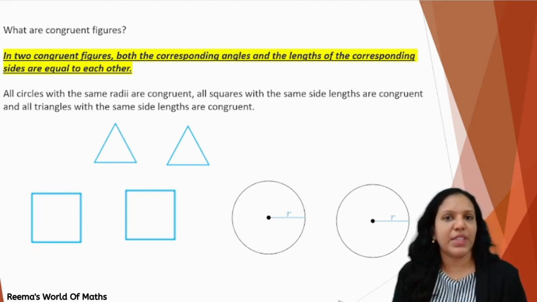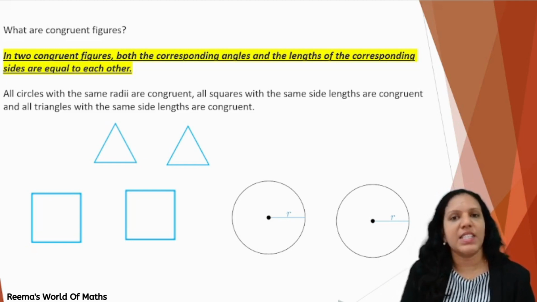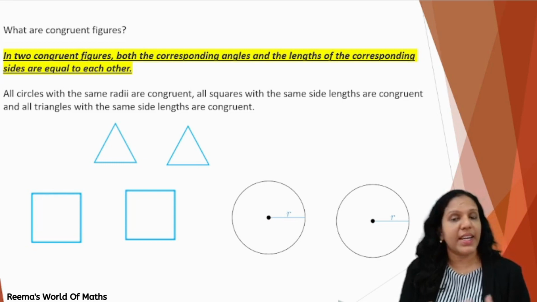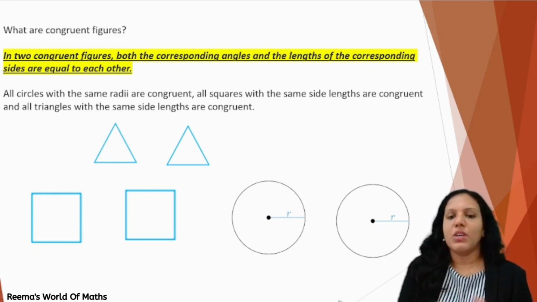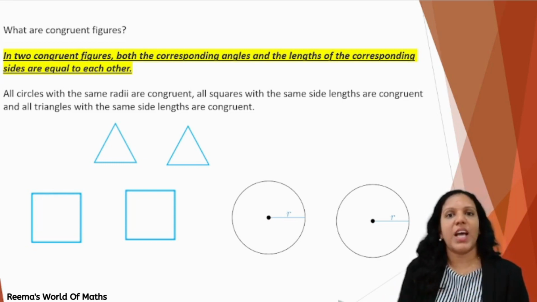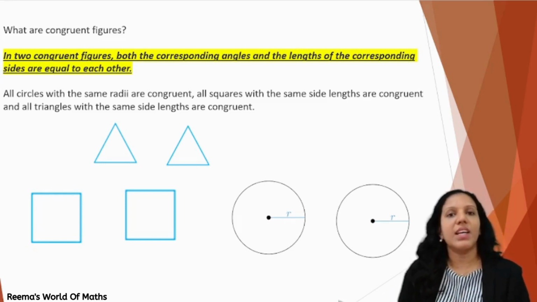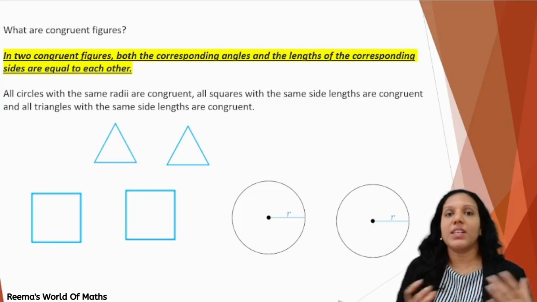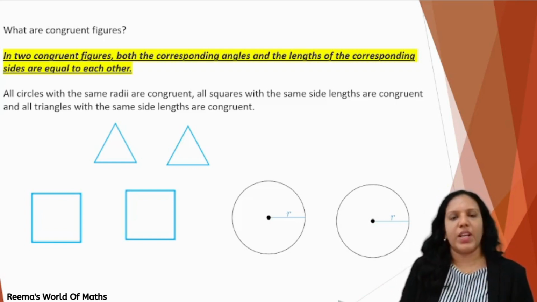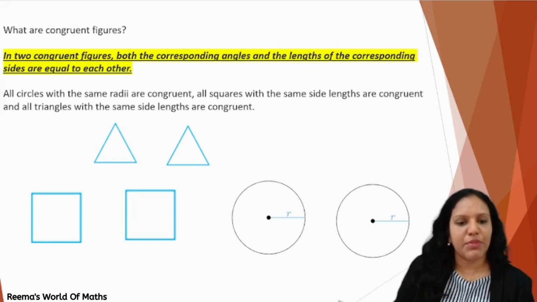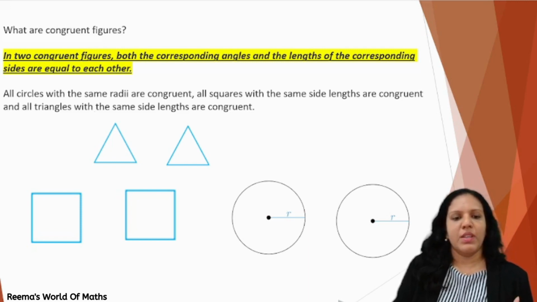And if we take circles, any circles with the same radius are congruent. So congruent figures are figures in which all the corresponding angles are equal and the lengths of the corresponding sides are also equal. Now let's see some different types of pictures.